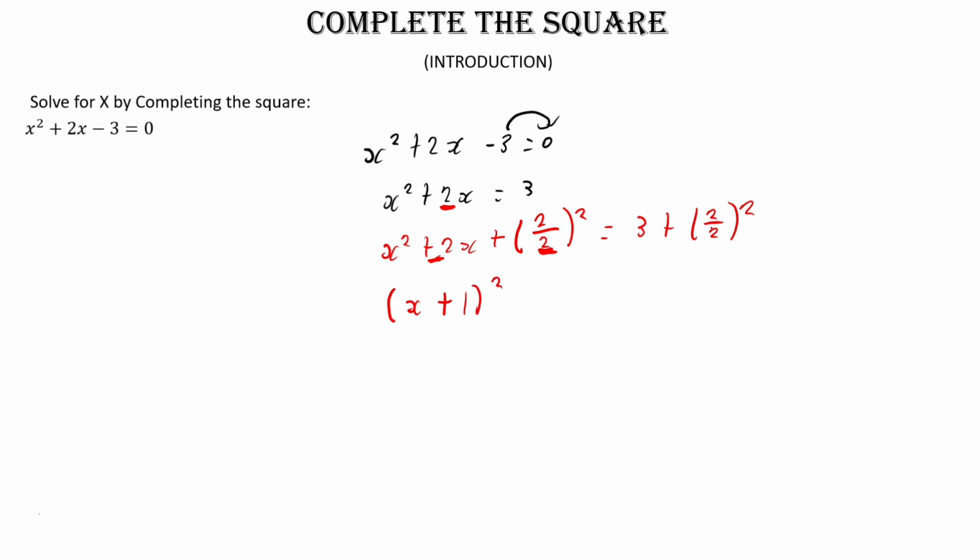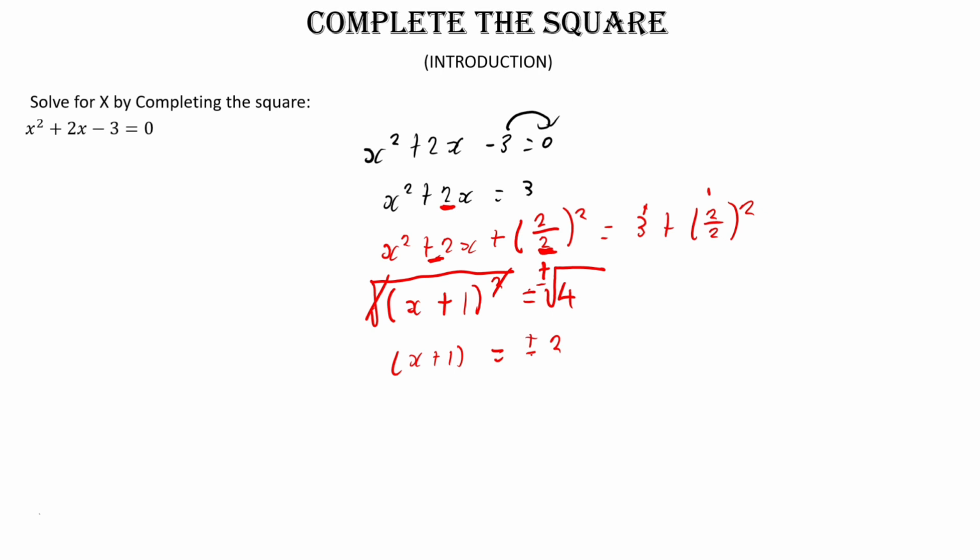And you simplify on the right. So 2 divided by 2 is 1 and 1 squared is 1. 3 plus 1 will give me what? 4. Just like that. Then the next step is to take the square root on both sides. But when you take the square root, don't forget the plus and minus sign. So x plus 1, since the square roots will cancel out, is equal to the square root of 4, which is plus and minus 2.